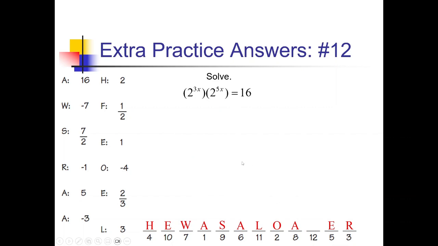Now we come to our final boss battle for common bases here. I notice on the left side that we have the same base being multiplied together, so I can actually add those exponents and just merge that into 2 to the 3x plus 5x, or 2 to the 8x. On the right side, conveniently, 16 is a power of 2, 2 to the 4th. So now I can just cross off those bases and write 8x equals 4. Dividing both sides by 8, we have 4 over 8, which reduces to 1 over 2. That's going to be F right there. That goes in spot 12.